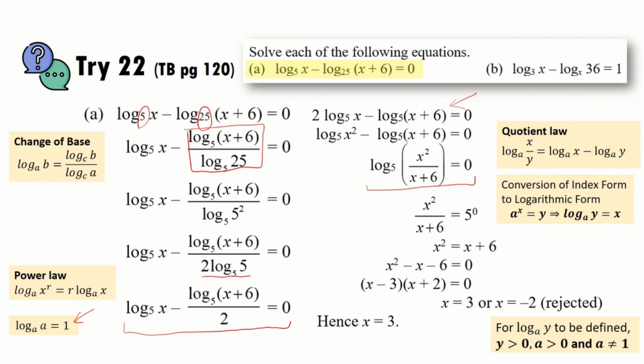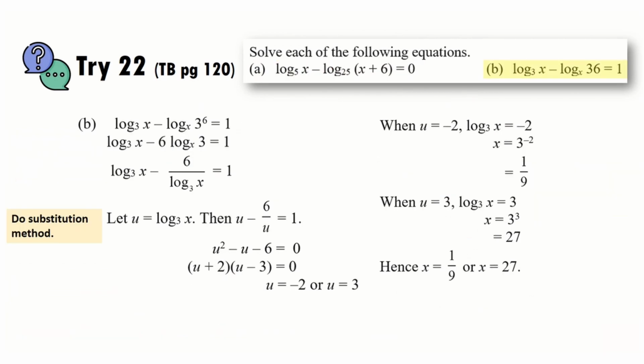Next, we will make use of our index form to logarithm form conversion method to arrive at this part. Then we will be solving a quadratic equation, and we see that x is equals to 3 or x equals to -2. We will have to reject x equals to -2 due to it not fulfilling the definition of a logarithm. The reason is because x appears in these parts, and especially for the very first term, it is obvious that it cannot be defined when x equals to -2, since the argument must always be more than 0. So therefore, the answer can only be x equals to 3.